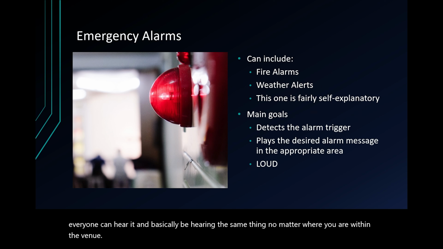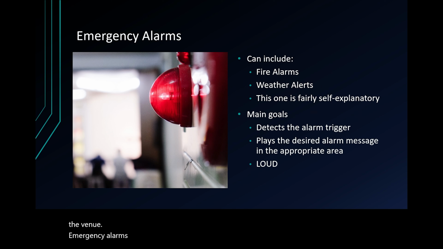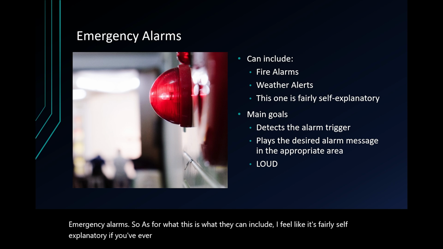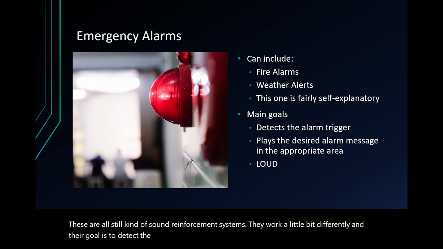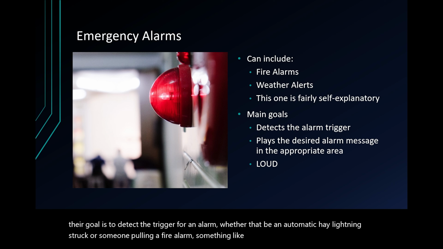All right. Emergency alarms. As for what this is, what they can include, I feel like it's fairly self-explanatory. If you've ever heard a fire alarm or a thunderstorm lightning strike warning, things like that, tornado alarms, these are all still kind of sound reinforcement systems. They work a little bit differently, and their goal is to detect the trigger for an alarm, whether that be an automatic, hey, lightning struck, or someone pulling a fire alarm, something like that. There's some kind of trigger.